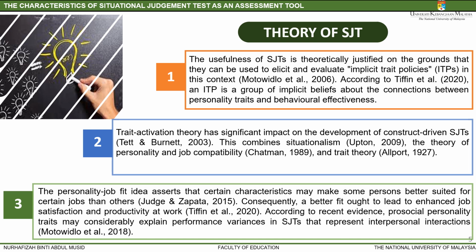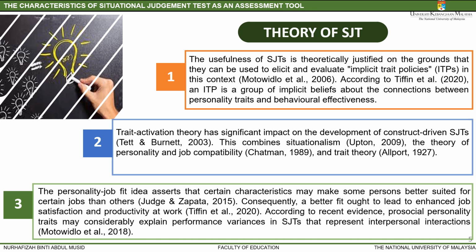Theory of SJT. The usefulness of SJT is theoretically justified on the grounds that they can be used to elicit and evaluate implicit trait policies, or ITPs, in this context. According to Tiffin et al. 2020, an ITP is a group of implicit beliefs about the connection between personality traits and behavioral effectiveness. Trait activation theory has significant impact on the development of construct-driven SJTs. This combines situationalism, the theory of personality and job compatibility, and trait theory.